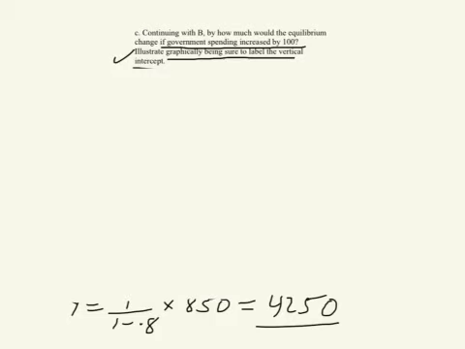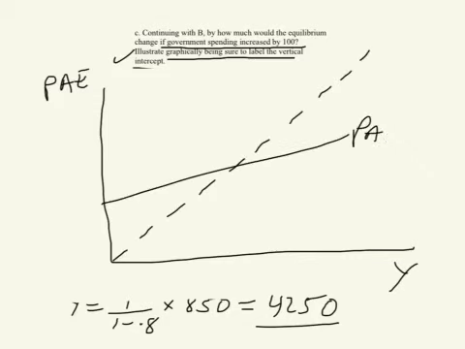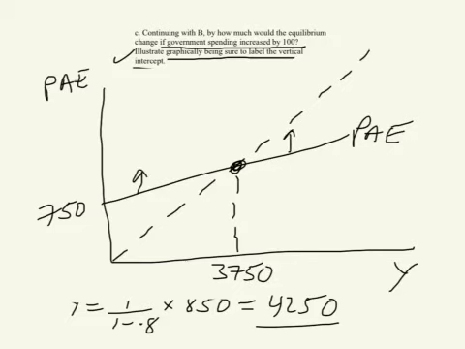Okay, and I'm going to put y here and planned aggregate expenditures here, being sure to label everything. There's my 45-degree line. Here's my initial spending line at an equilibrium. Vertical intercept was 750 and 3,750 was the initial equilibrium. Now I'm going to increase government spending.